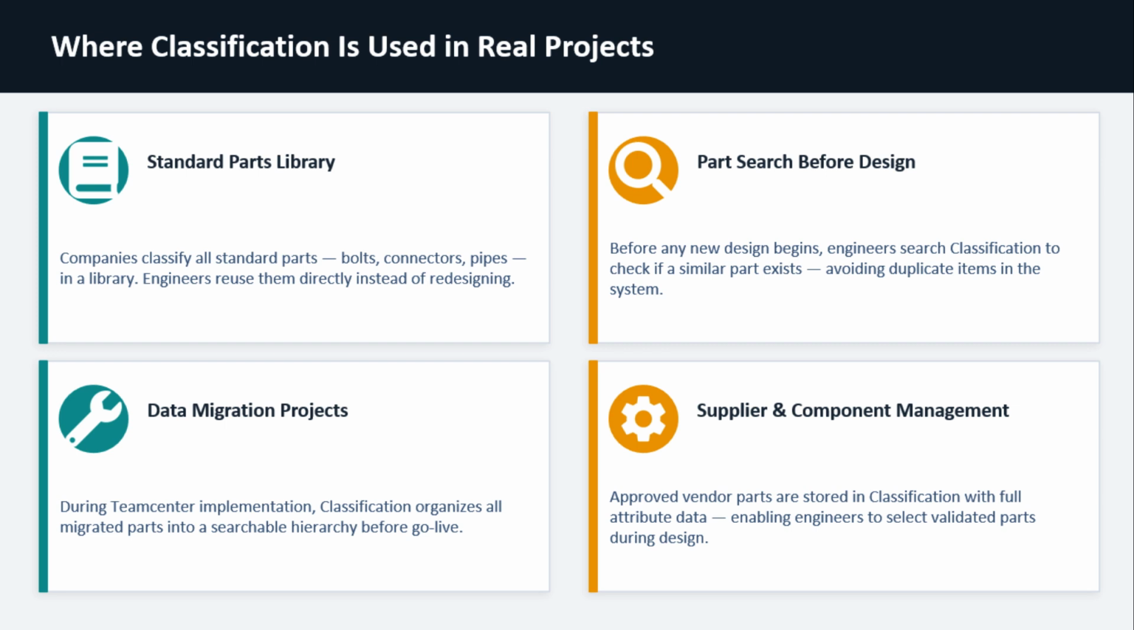Data migration projects. During a Teamcenter implementation, classification is used to organize all migrated parts into a structured hierarchy. So, all historical parts are properly classified before go live. Supplier and component management. Approved vendor parts and supplier components are stored in classification with full attribute data. So engineers can select validated parts during design without extra coordination.